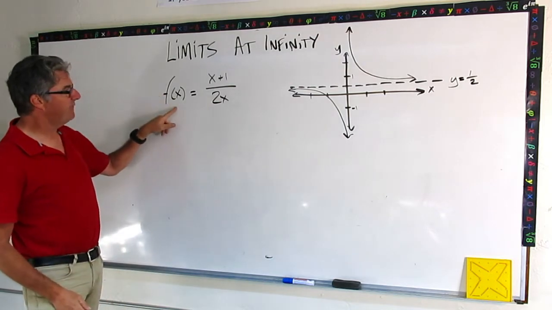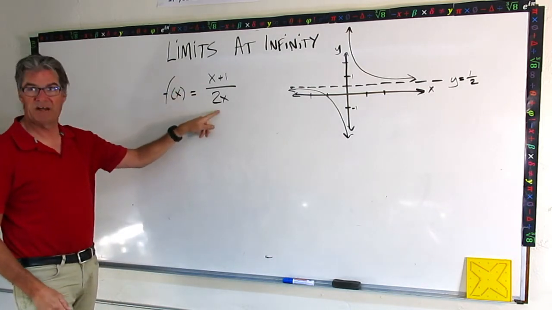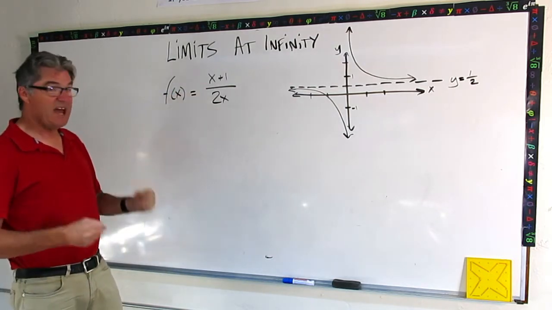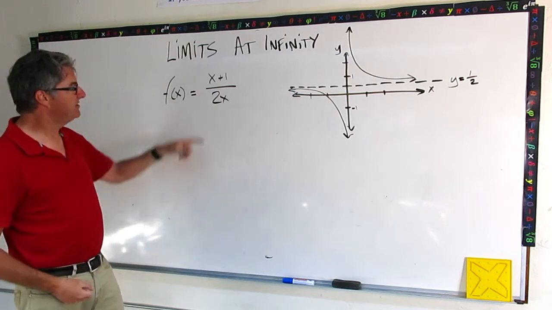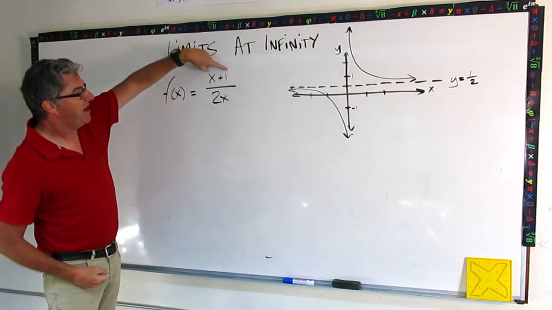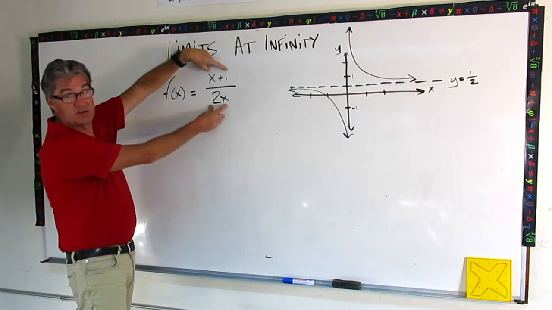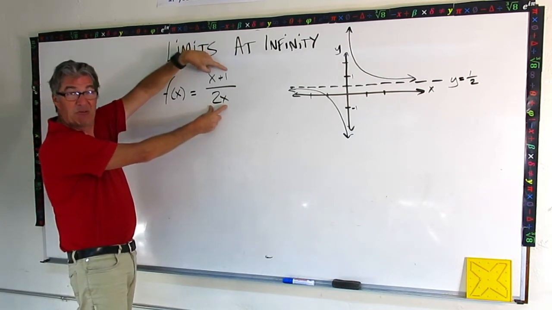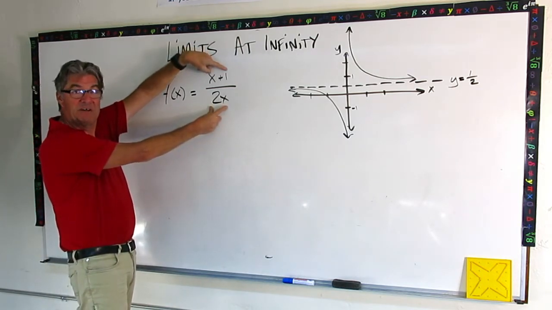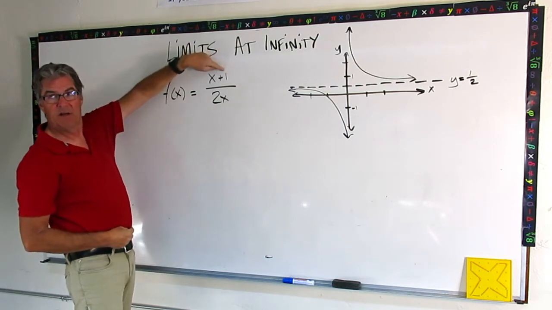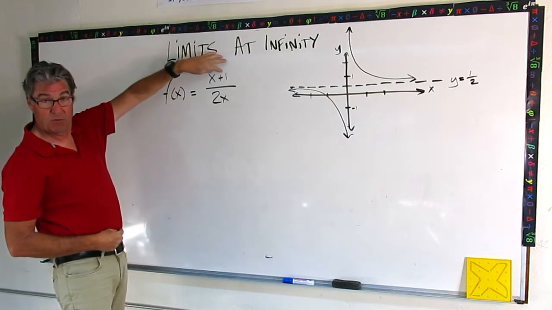Here's my function, f of x equals x plus 1 over 2x. Now let's take a look. As x gets really big, let's say x is 1,000. This is 1,001 over 2,000. So this is getting really close to 1/2. It's always going to be a little bigger on the top than what would make it 1/2, but it's going to get really, really close.